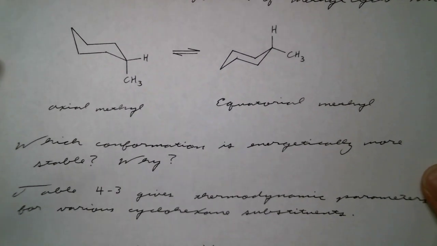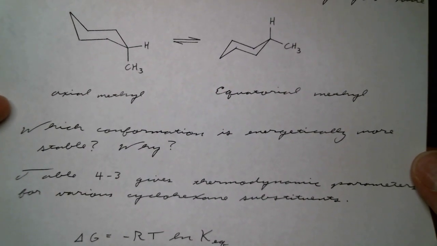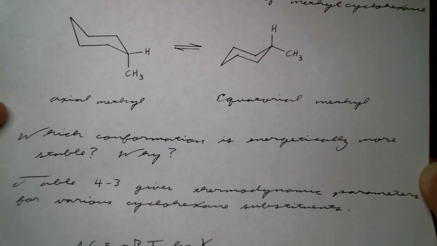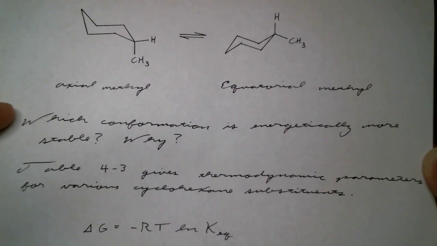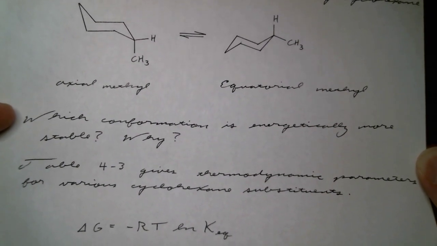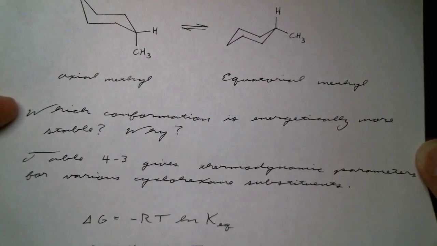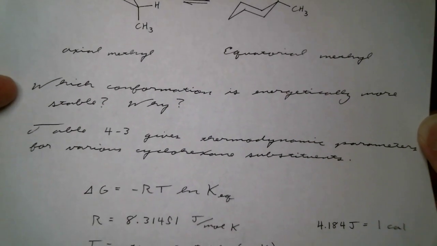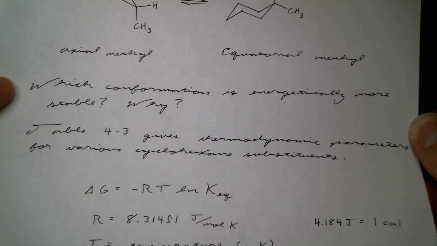Table 4.3 in your assigned textbook and the syllabus gives thermodynamic parameters for various cyclohexane substituents in a certain conformation, be it axial or equatorial, on various cyclohexane chair conformers. So I hope we remember from general chemistry that the change in Gibbs free energy is equal to negative R times temperature times the natural log of our equilibrium constant. R is 8.31451 joules per mole Kelvin. There are 4.184 joules in 1 calorie.